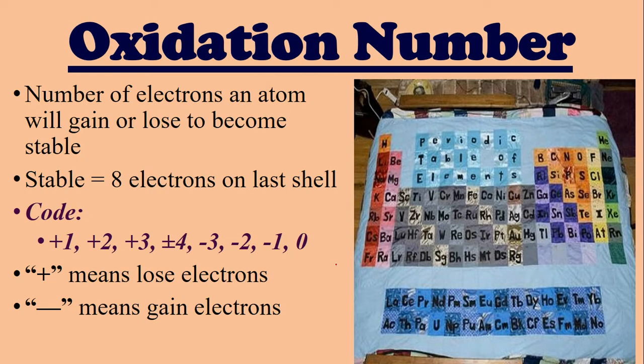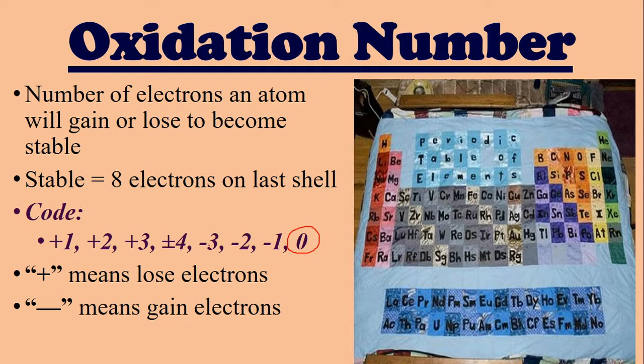Usually, you can look at the oxidation number and tell if they're going to gain or lose electrons. The code for oxidation number is +1, +2, +3, plus or minus 4, -3, -2, -1, 0. 0 means it's stable. It doesn't want to gain electrons, doesn't want to lose electrons. It's already stable. It's not going to do anything.